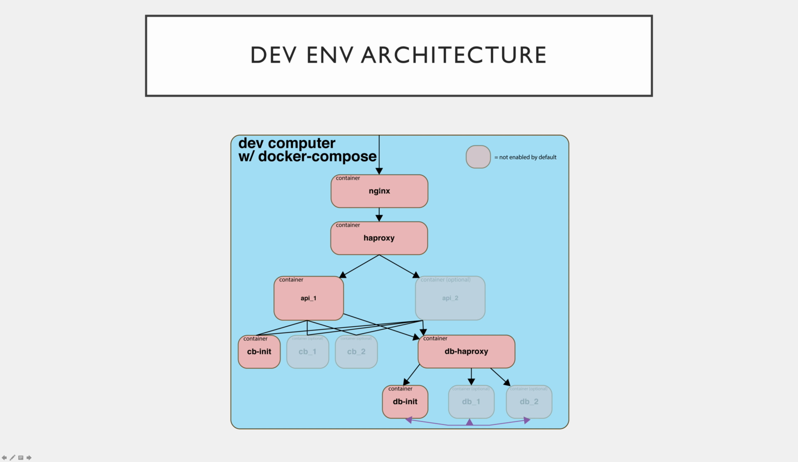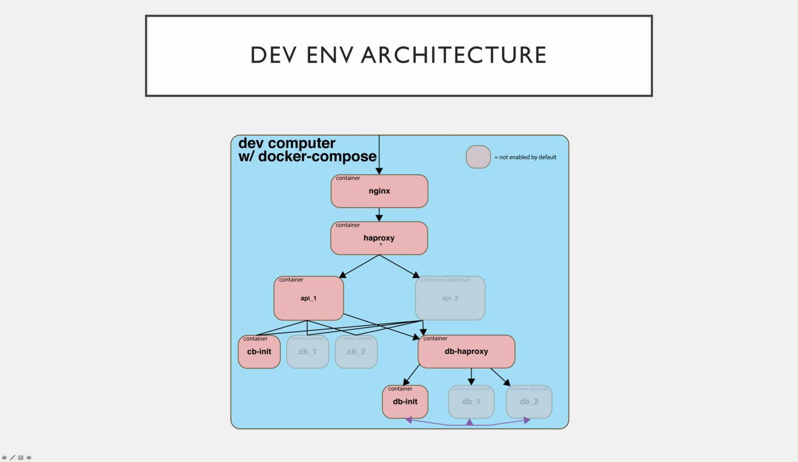Like I went over earlier, we have the Nginx container providing the top level load balancing as well as SSL termination. It is providing SSL termination in development. It is a self-signed key, so you will get an error when you go into your browser the first time saying that it's an insecure connection.